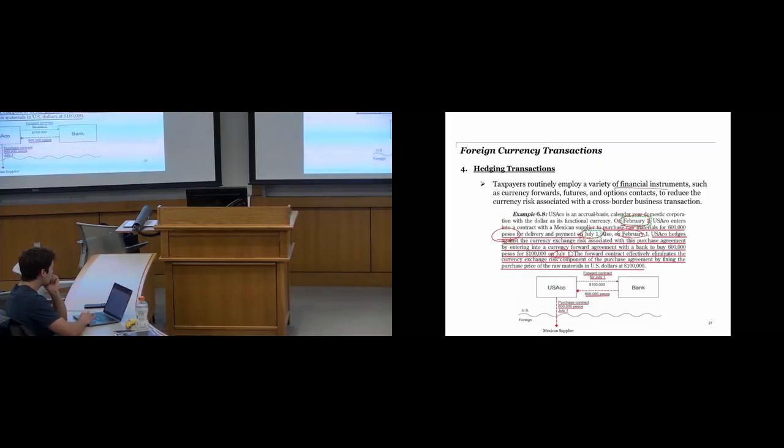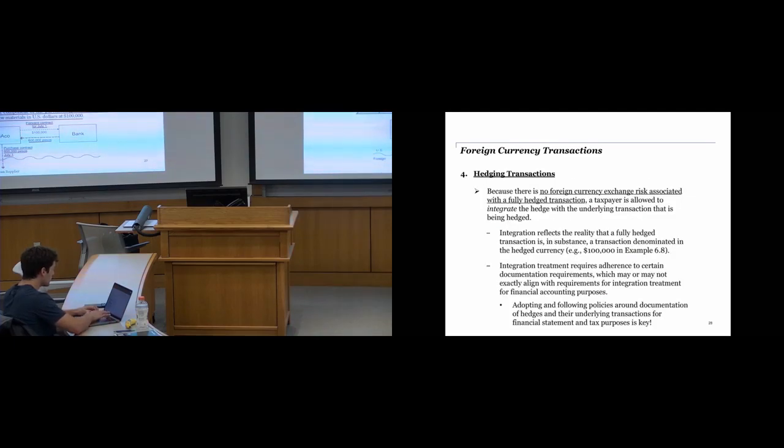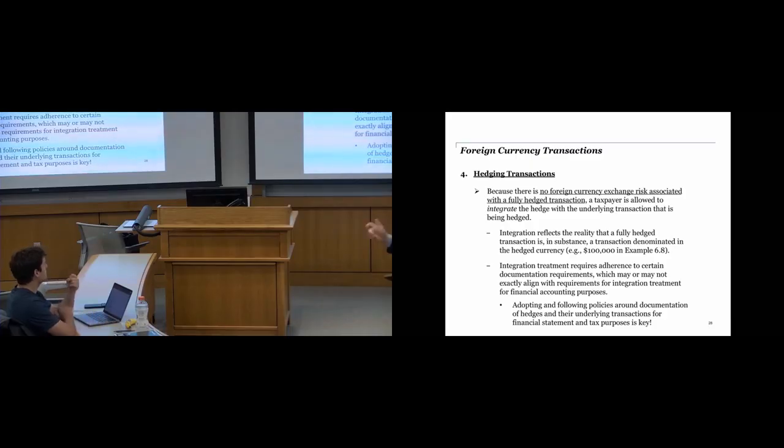Most accounting departments are doing this and know these rules. You've got systems in place to help you do this. Okay. So in that example, there is no foreign currency risk associated with a fully hedged transaction. So I matched the amounts, I matched the dates. A taxpayer is allowed to integrate the hedge with the underlying transaction that is being hedged. This reflects the reality that a fully hedged transaction is in substance a transaction denominated in the hedged currency. So I get this $100,000 is my purchase price in example 6. I am not exposed to this.